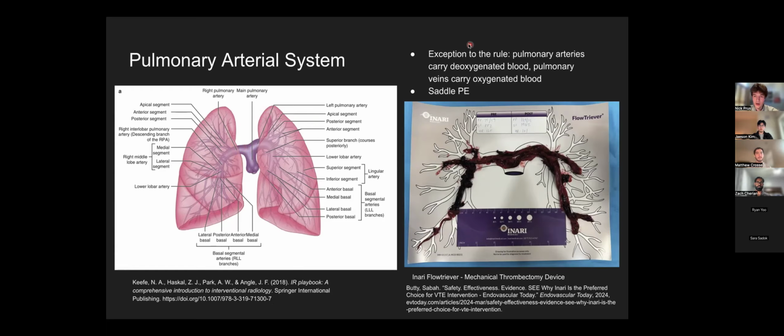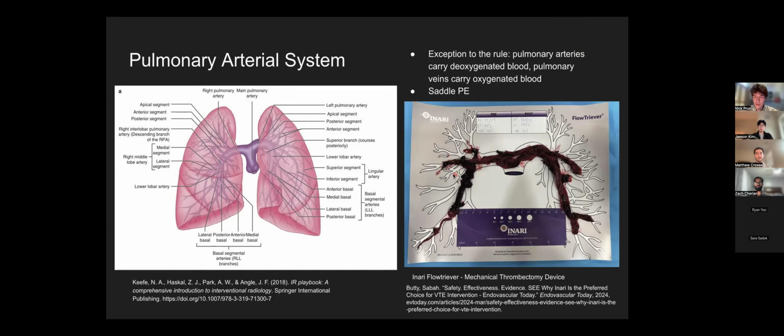I talked about how arteries arise from the heart and move away from the heart. Most of the time they provide oxygenated blood, but the one exception is the pulmonary arteries. They carry deoxygenated blood, and the pulmonary veins carry oxygenated blood.